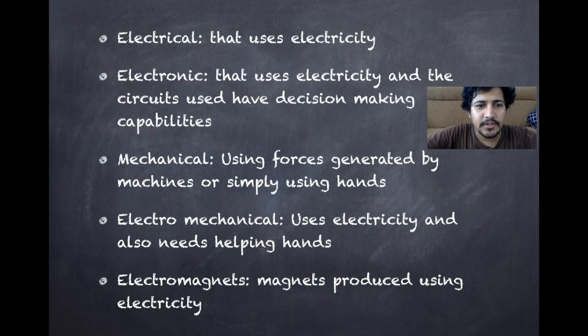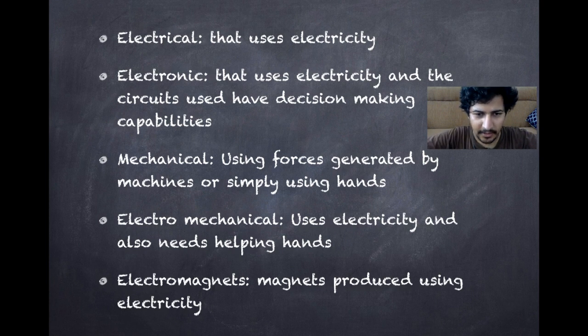Now next term is electrical. Electrical means that uses electricity. Any device that uses electricity is an electrical device. And electronic means the device that uses electricity and has something in it that has the capability of making decisions.